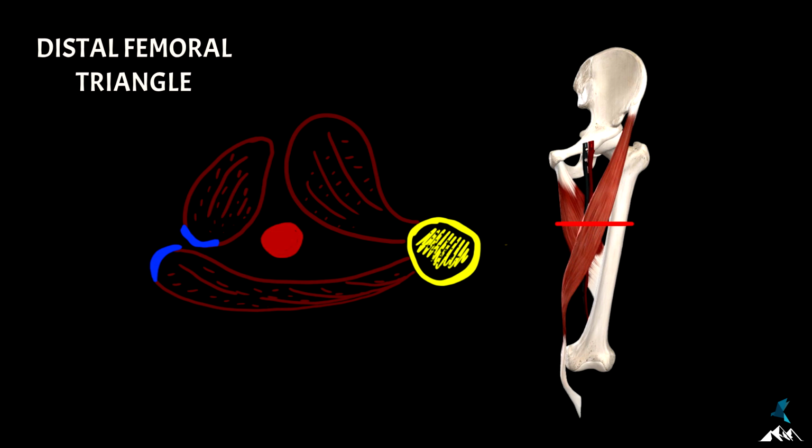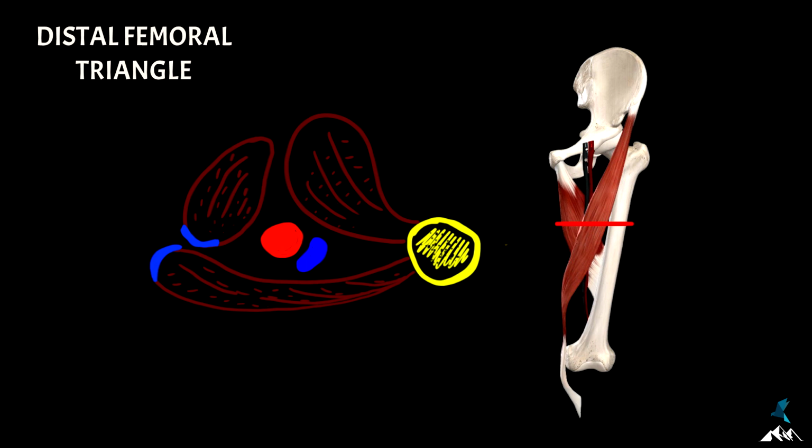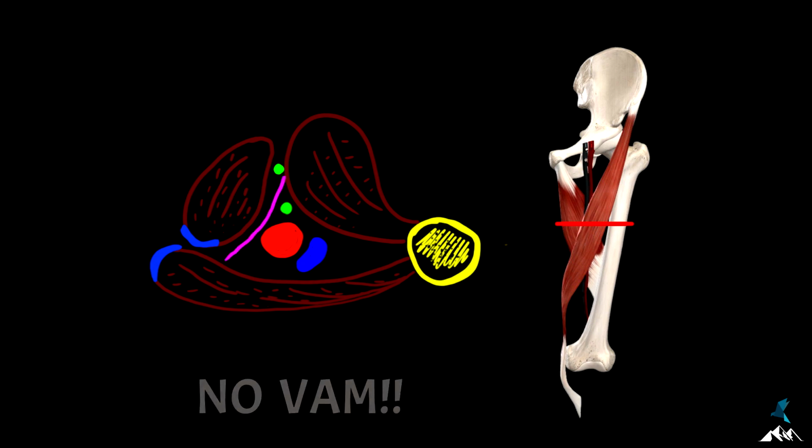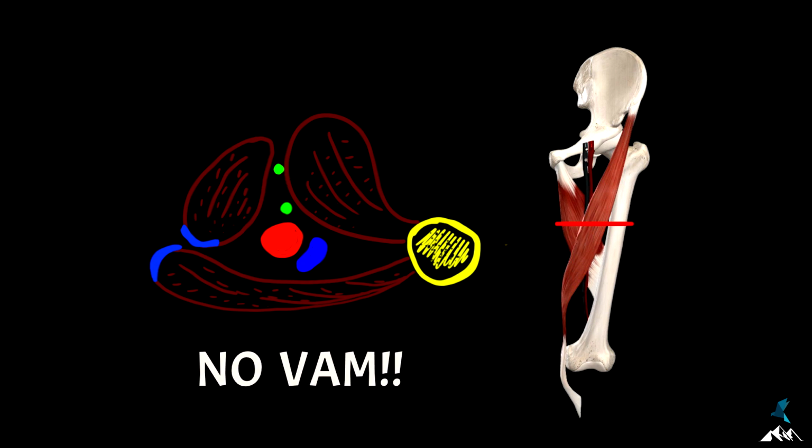We can see the femoral artery. Deep to that you can see the femoral vein. Lateral to the femoral artery and vein we can see the saphenous nerve. Further lateral to the saphenous nerve we can see the nerve to vastus medialis. The importance of this distal femoral triangle is the absence of vastoadductor membrane. There is no vastoadductor membrane at this distal femoral triangle. So local anesthetic deposited near the artery will affect the nerve to vastus medialis as well.